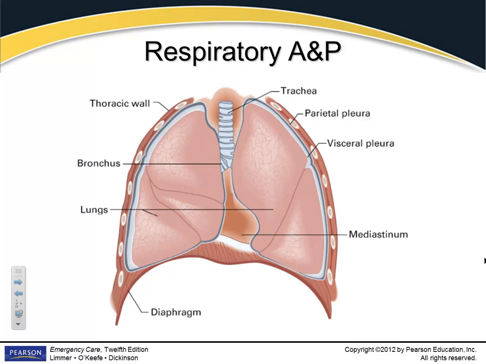Any disorder or infection or condition that's associated with the lungs or the bronchi is going to be a lower respiratory disorder. Whereas if you have a blockage around the trachea or the epiglottitis, something like that, that's going to be upper respiratory. So when we say lower, we're talking about the lungs, the bronchi, the alveoli.